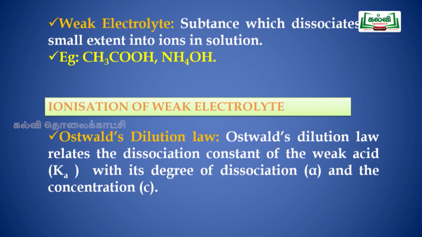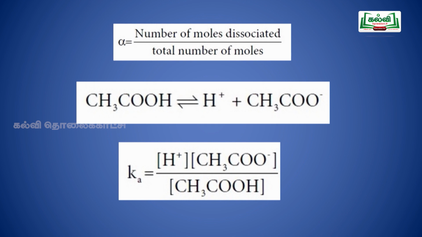First one is alpha, that is degree of dissociation. Degree of dissociation is nothing but a ratio of number of molecules dissociated to the total number of molecules. Okay. For example, suppose you are having 100 molecules, 10 molecules dissociated, the ratio is 10 by 100. 10 by 100 is nothing but 0.1, that is what is called degree of dissociation.